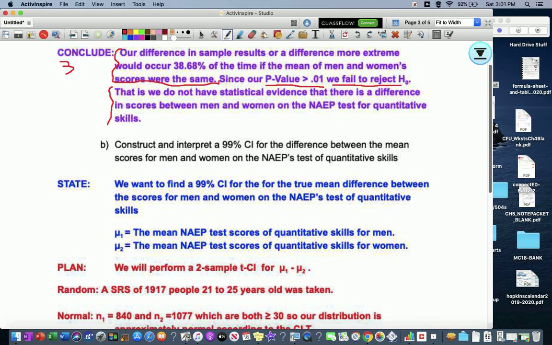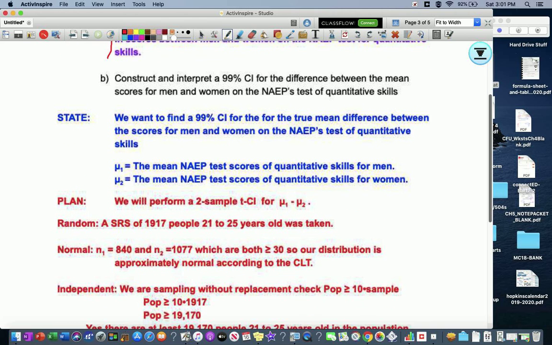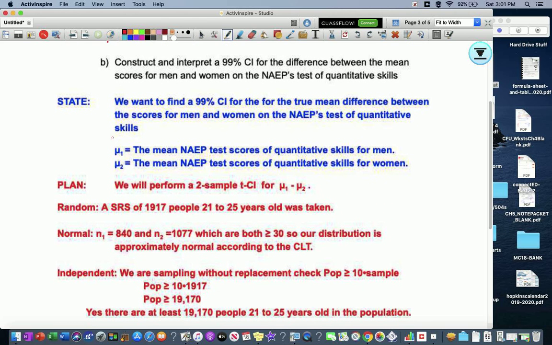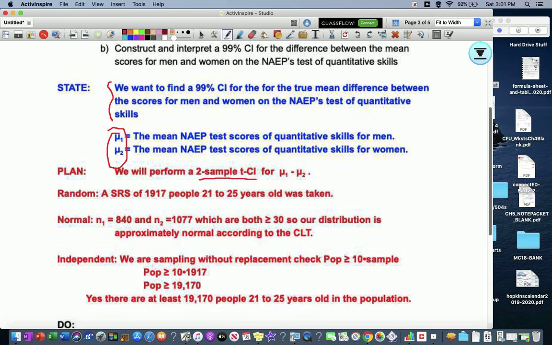Now, the only difference between a test and a confidence interval is obviously you don't have the null and alternative hypothesis. You still want to state what type of interval, and you still got to define the means. Define your variables. Don't forget to do that. Students tend to forget to do that with confidence intervals when it deals with two samples. Again, make sure what type of test you're doing. Random, normal, independent, basically almost the same.